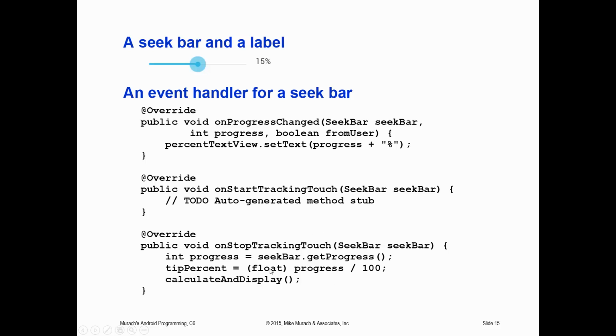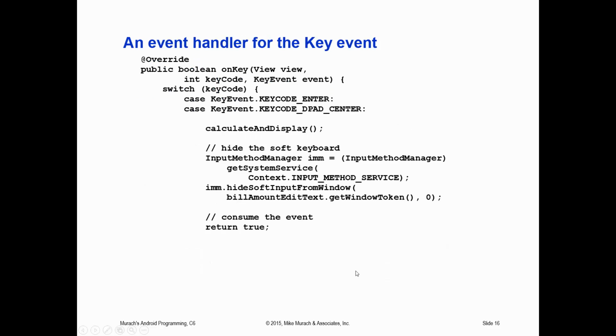Since they're using a tip percentage in here, they're dividing it by 100 as well. Now, the next thing that's in here, starting on page 180, is they talk about how to handle some of the low-level events. First they talk about how to handle key events.